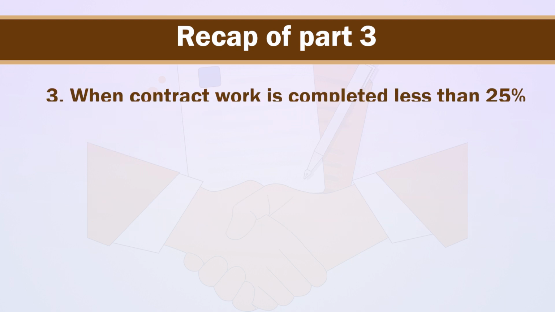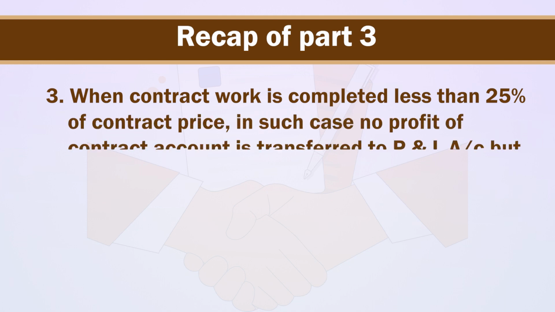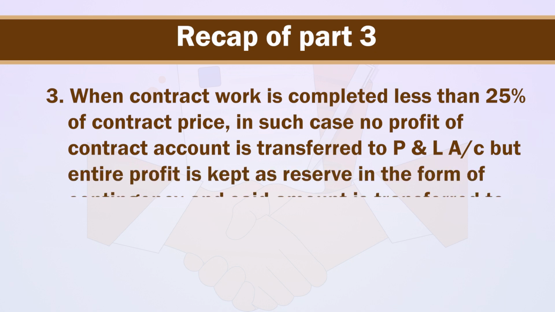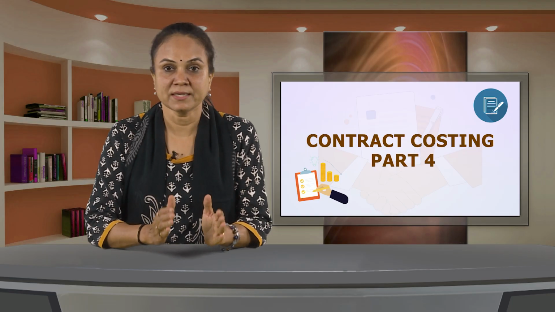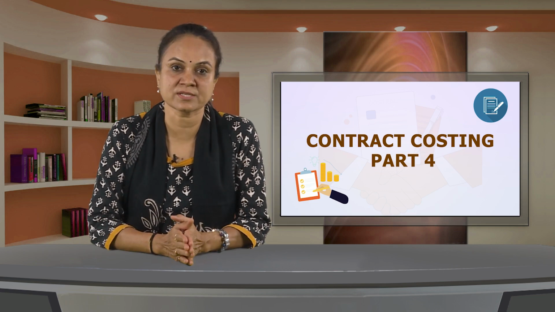Number 3, when the contract is completed less than 25% of contract price, in such case, no profit of contract account is transferred to profit and loss account, but the entire profit is kept as reserve in the form of contingency and said amount is transferred to work in progress account. But in case of loss, the entire loss is transferred to profit and loss account.